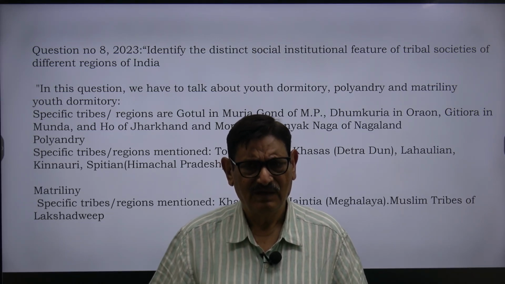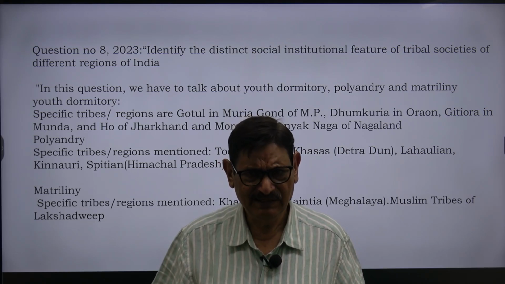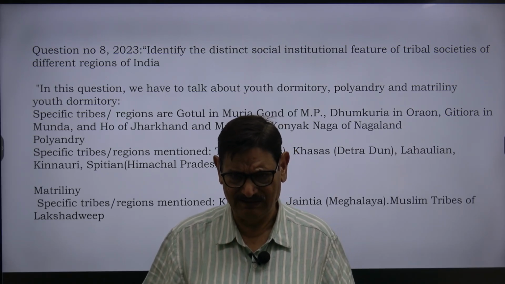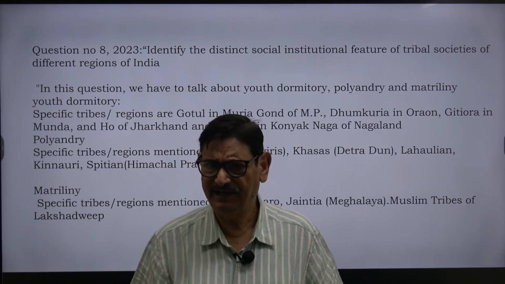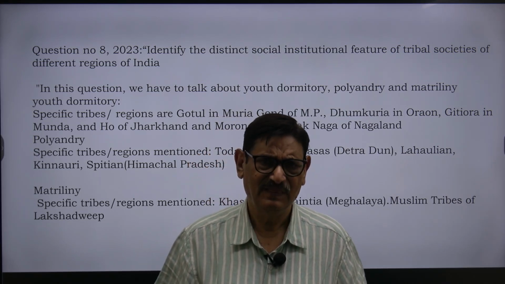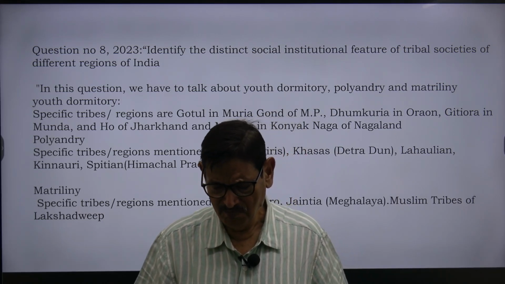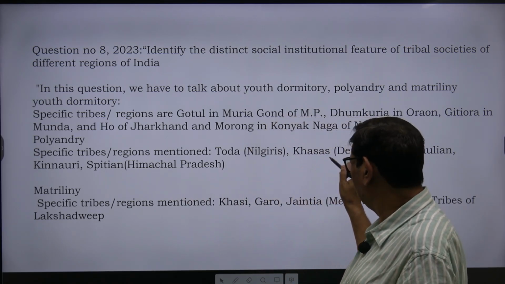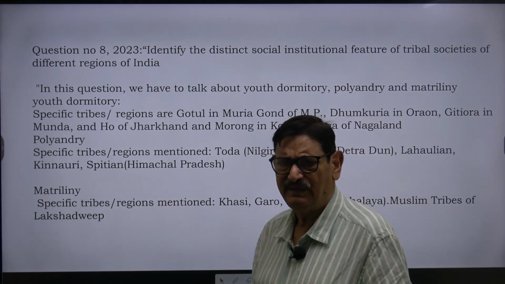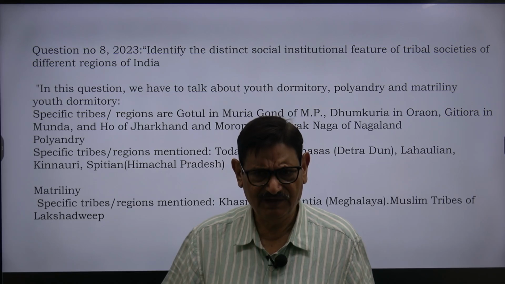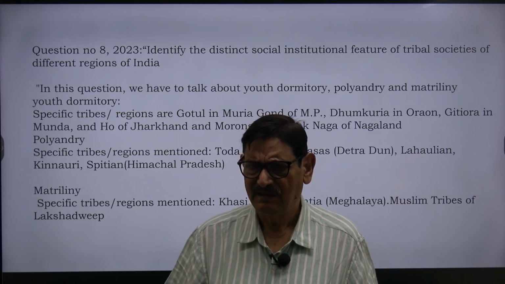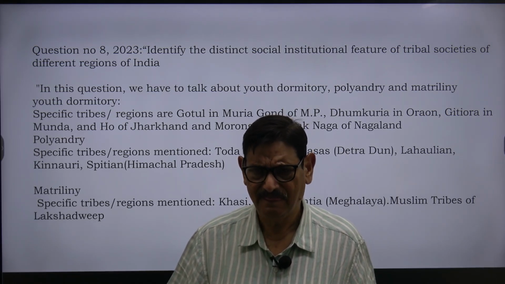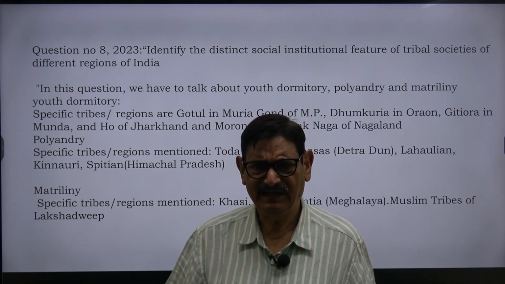Next is Majang, the dormitory of the Juang of Odisha, and Morung in Konyak Naga. Next, polyandry. Polyandry is a unique social institution of the tribes. We mention specific tribe and region: Toda of Nilgiri, Lahuli, Spitian, Kinnauri of Himachal Pradesh. Matrilineal is found in the tribes of Meghalaya, Garo, Khasi, Jaintia of Meghalaya, and the Muslim matrilineal tribe of Lakshadweep.